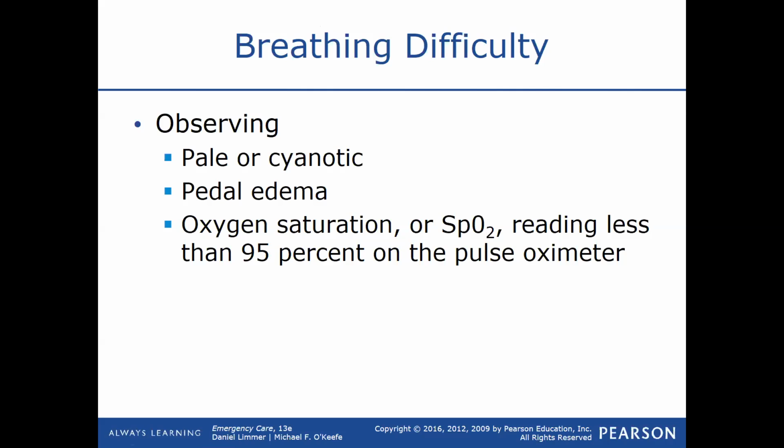So oxygen saturation, reading less than 95% on the pulse oximeter. Again, if you don't know this now, you want your patient's O2 sat ideally to be between 95 and 99. I would write that down if you don't have that down. If your patient's O2 sat is below 94, it's a good idea to put them on oxygen, unless they have COPD and are normally at 89 or 88, in which case most likely they'll tell you, or somebody will tell you.